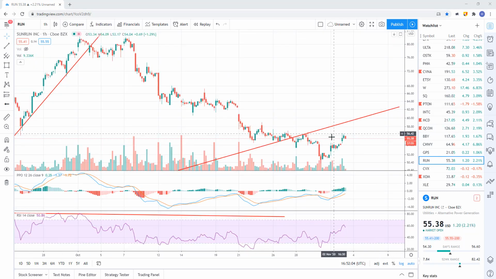And I'm watching for RUN to do the same thing. I'm looking for it to come in and do a back test, 59.28 or something like that. We'll see if it can get up there today, and I'll probably take a short position on this one.